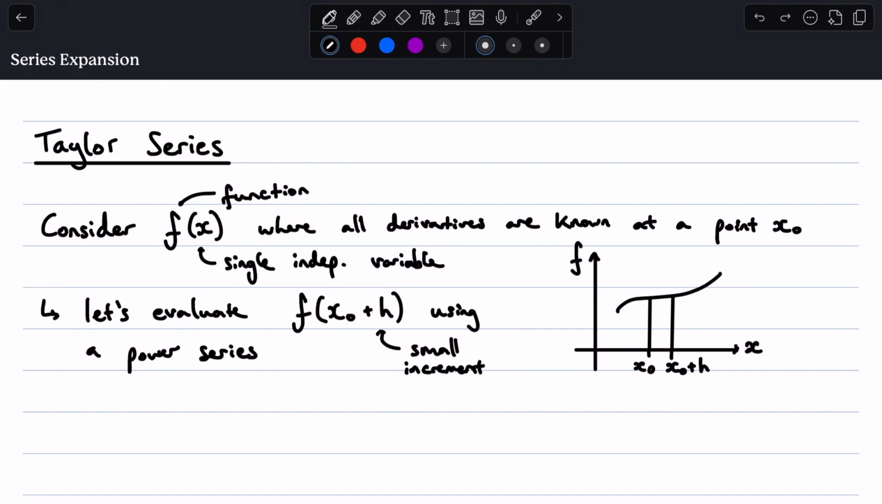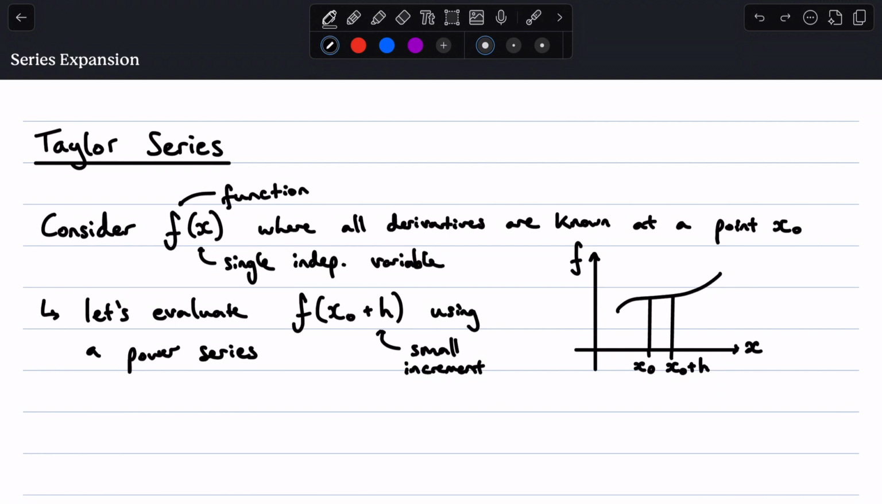Let's consider, firstly, a function f of x where x is a single independent variable, where all of the derivatives of this function f are known at the point x0. So at this point, all derivatives of this function are known. Then, if we wanted to evaluate the value at the point f of x0 plus h, how might we do that?